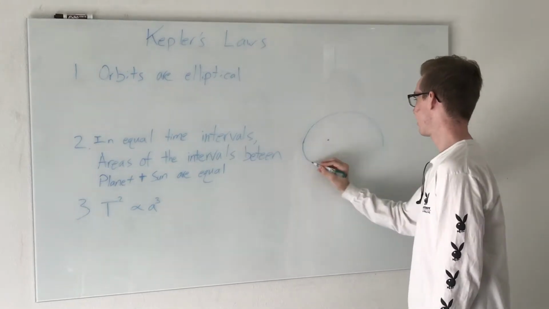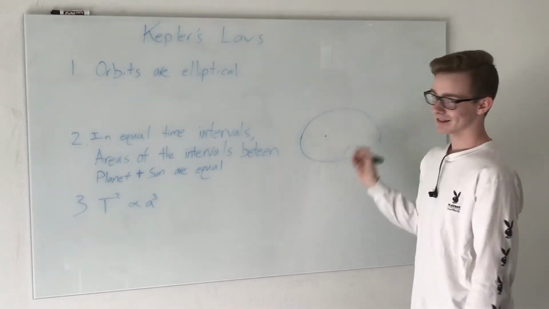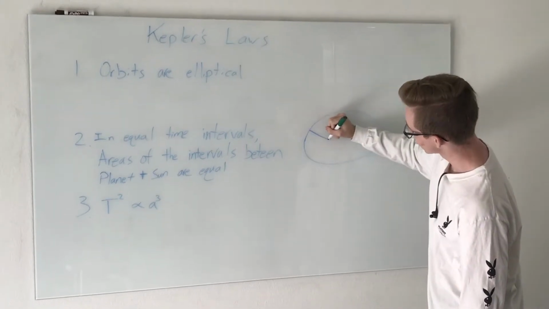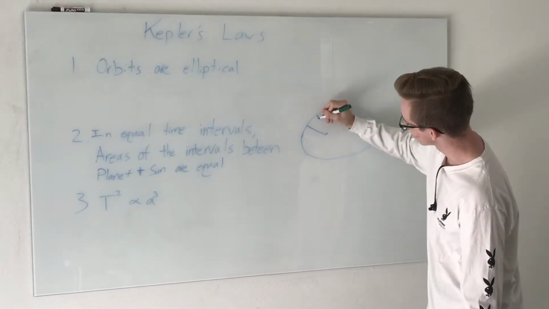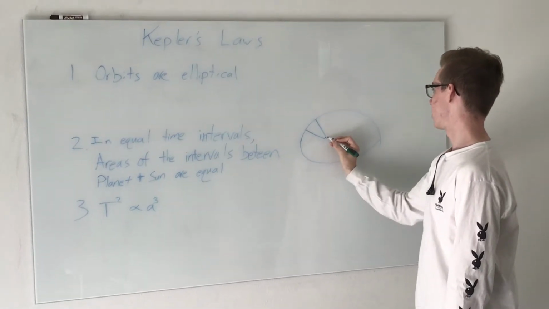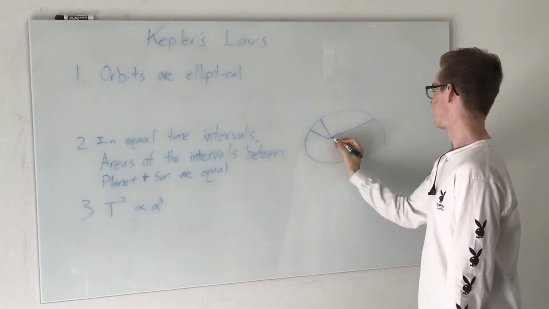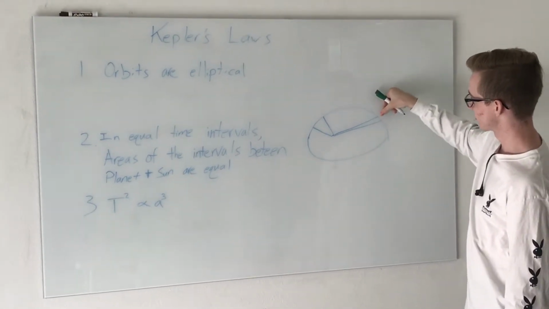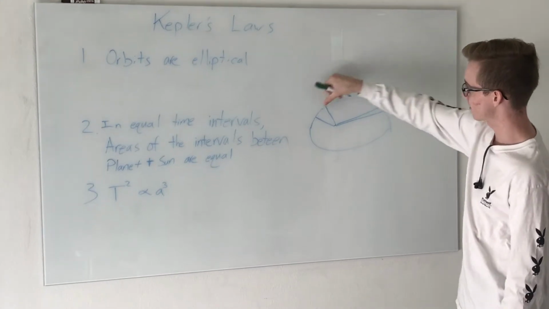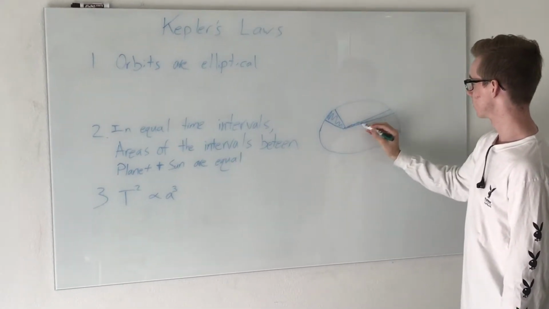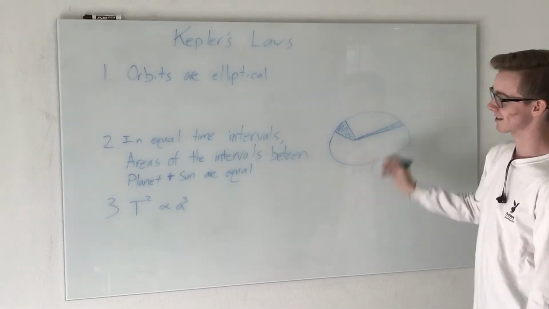Here's the elliptical orbit. And then here is the time interval. Say it's like 3 days. So here's 3 days, and then here's 3 days on the other side of the orbit. So you see, the planet moves a smaller distance on the farther side of the orbit than on the closer side, but the areas in between the intervals are equal. This is equal to this.